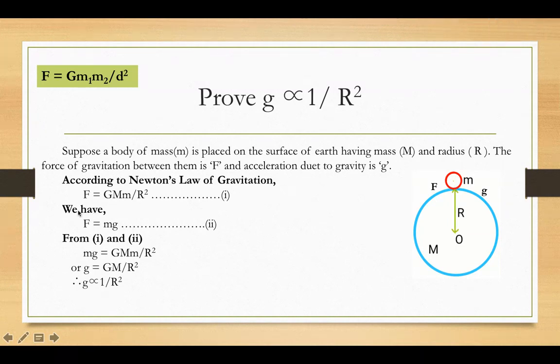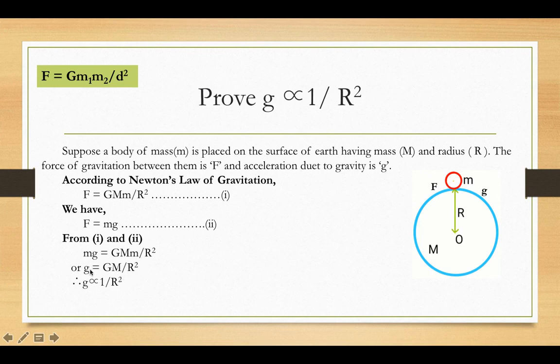Also, in Newton's second law of motion, in class 9, you have already learned F equals ma. Here a means acceleration, so here the acceleration is g. Now from equation 1 and 2, in equation 1, in place of F, we can put mg. So mg equals capital G, capital M, small m by r squared. The small m is on both sides, so we can cancel it. So what remains is small g equals capital G M by r squared.